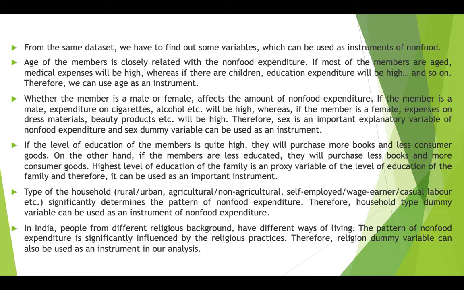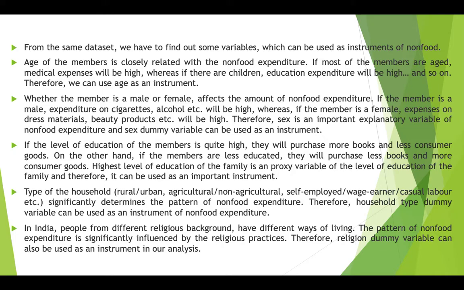Type of household, that is rural, urban, agricultural, non-agricultural, self-employed, wage earner, casual labor, etc., significantly determines the pattern of non-food expenditure. Therefore, the household type dummy variable can be used as an instrument here for the non-food expenditure. In India, people from different religious backgrounds have different ways of living. The pattern of non-food expenditure is significantly influenced by religious practices. Therefore, the religion dummy variable can also be used as an instrument in our analysis.